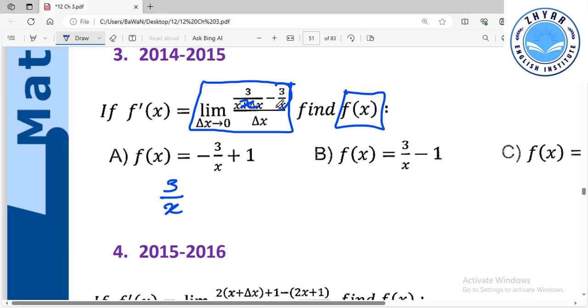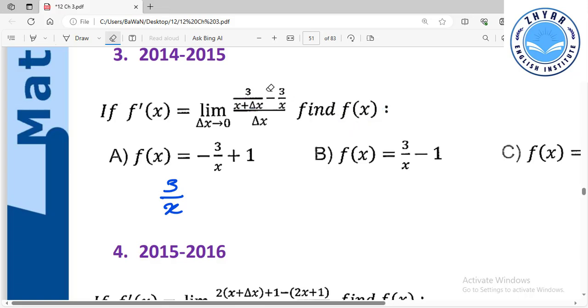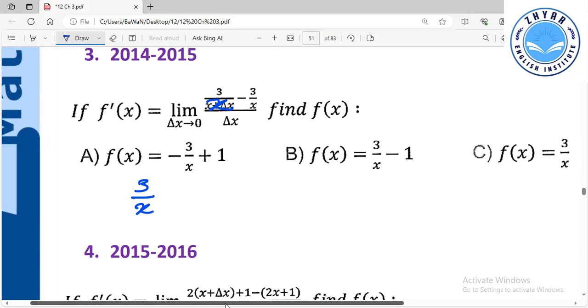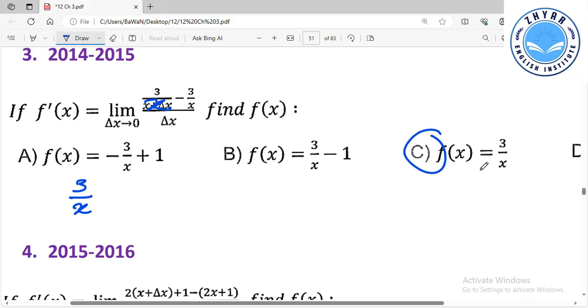This side contains f(x), the part behind the minus. But in Wizari they can easily confuse you, especially if they don't write this minus, they write it plus, or if they simplify it. Then it's easier to go with the part containing delta x and write a big X here. Then 3 over x is the function. Let's check the multiple choices. A is not right, B is not right, so C is the right answer. It's 3 over x.